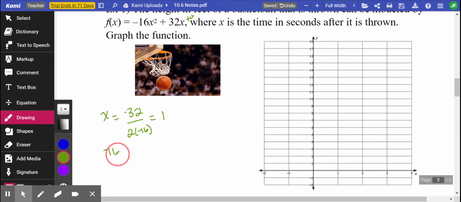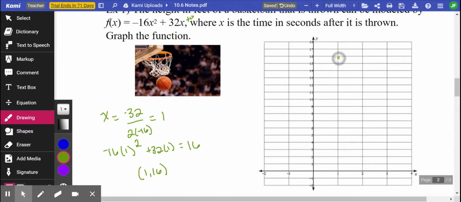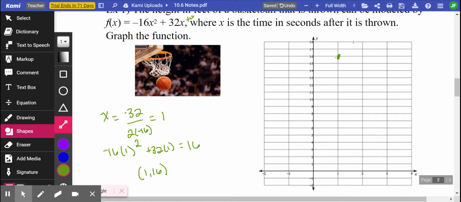We're going to plug that in like we did in 10 by 4, excuse me, and see what we get. We actually get 16. So our vertex is at the point 1, 16. Let's sketch that and see what happens. We are going to go ahead and plot our point at 1, 16. And then I'm going to draw my line in for my axis of symmetry because that's going to make it easier to graph.